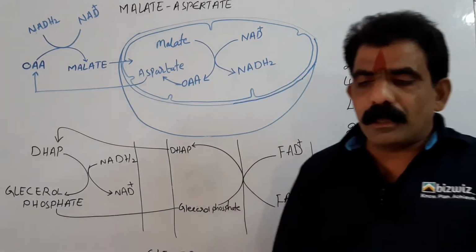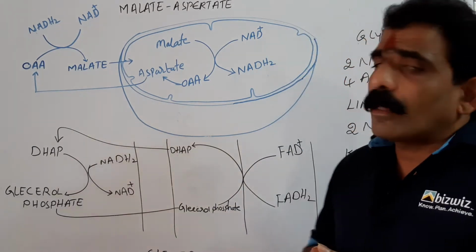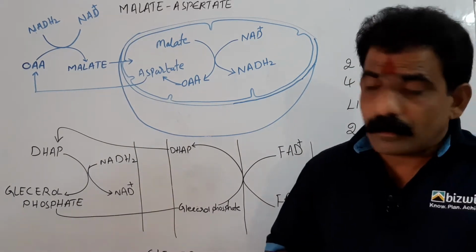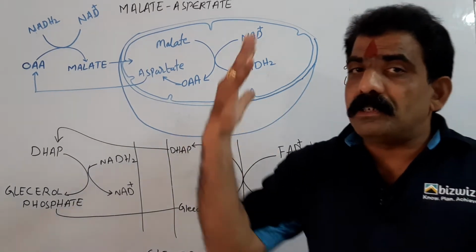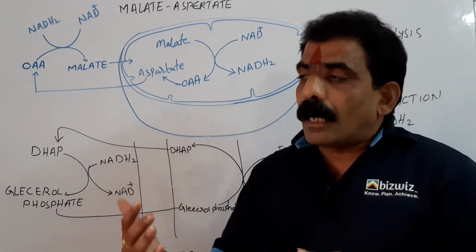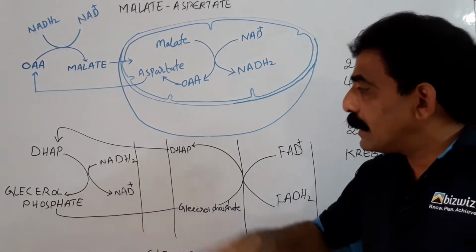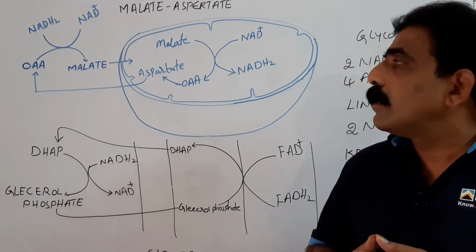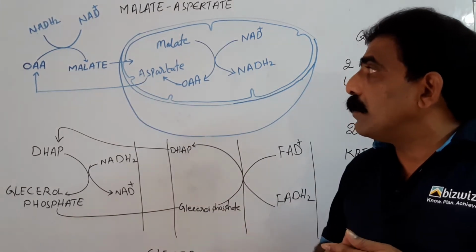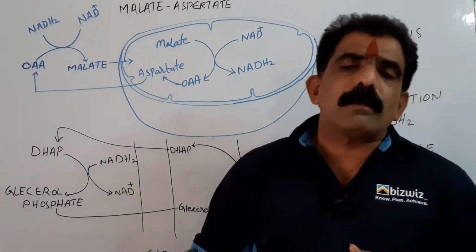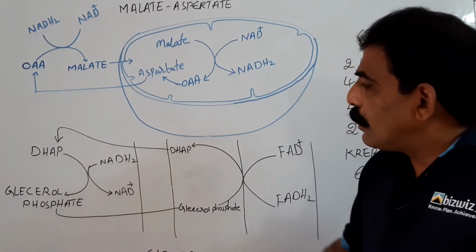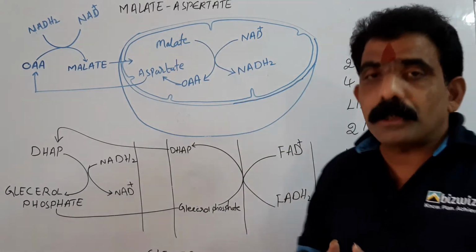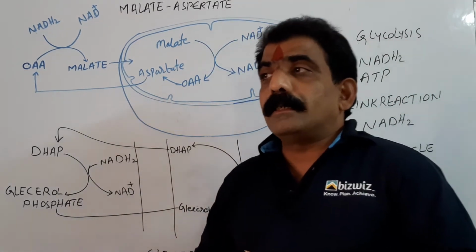The malate aspartate shuttle is present in liver cells, kidney cells and heart cells. This is the more efficient shuttle, in which a high number of ATPs are formed. Whereas the glycerol phosphate shuttle is less efficient. There, as compared to the malate aspartate shuttle, a lower number of ATPs are formed. This takes place in skeletal muscle cells and brain cells, whereas the malate aspartate shuttle takes place in heart cells and kidney cells.